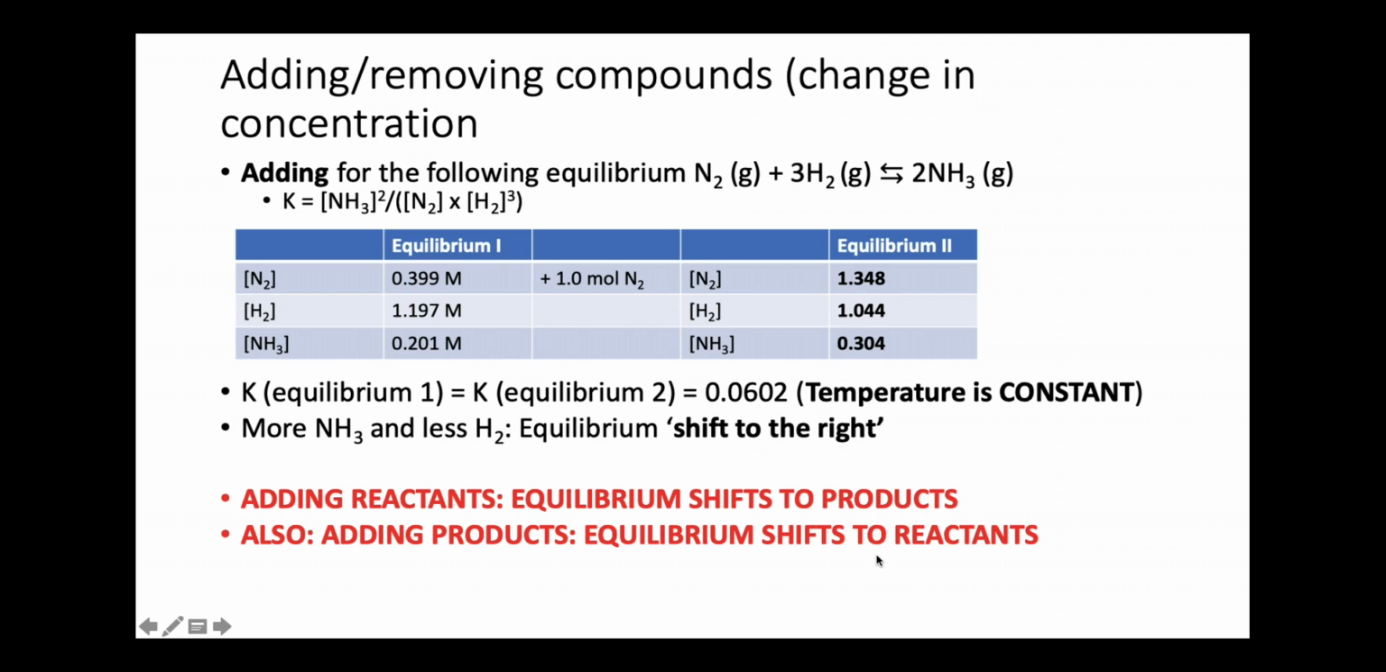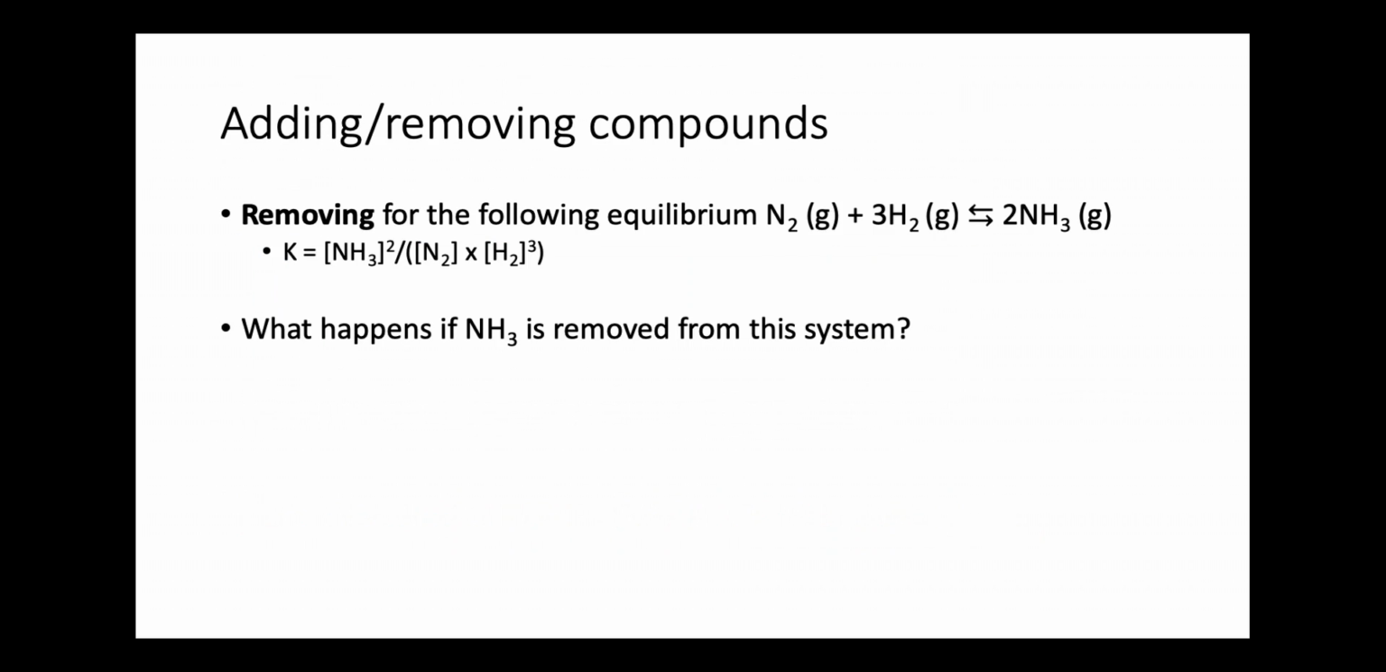The opposite, of course, is also true. When I'm adding products, it shifts to reactants. So adding on the right-hand side, shifting to the left-hand side. And that's Le Chatelier's principle. Adding reactants shifts to products. Adding products shifts to reactants. This is by adding. But what's going to happen when we remove compounds?